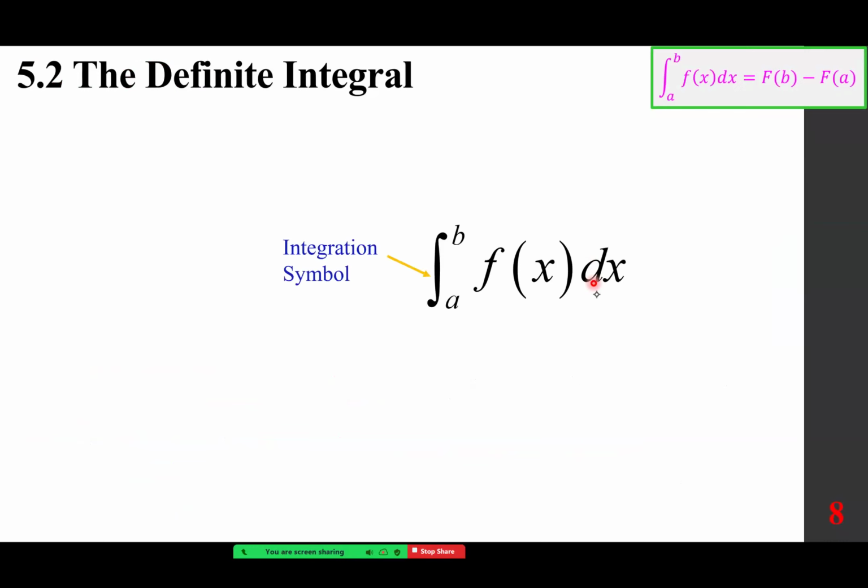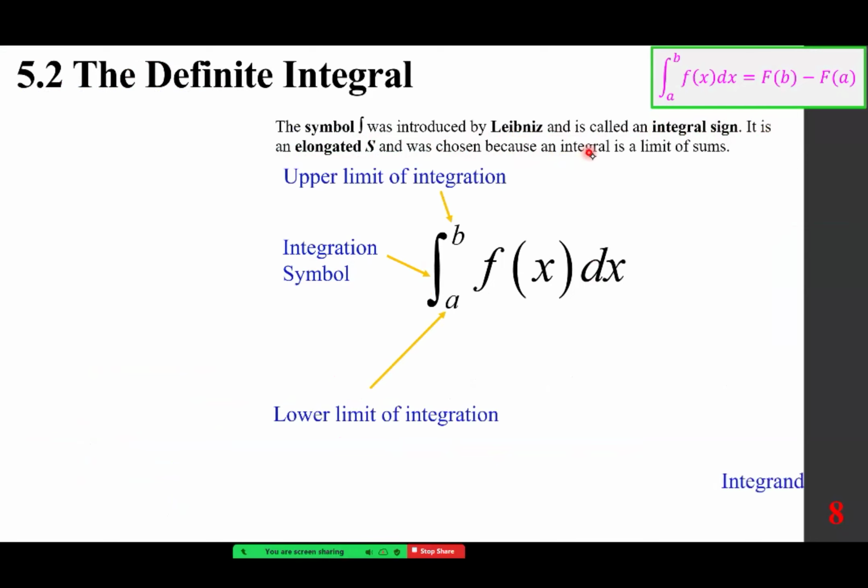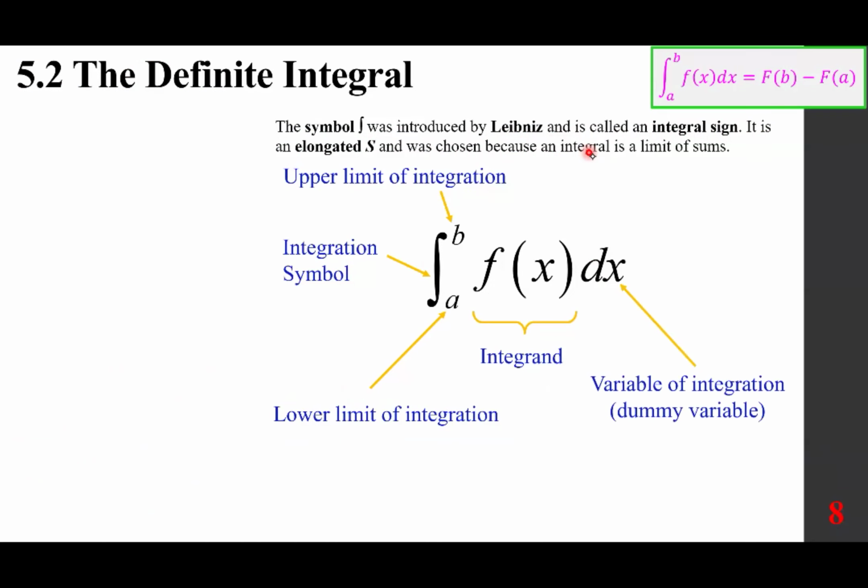This is the sign, the graph for the sign of integration, the integration symbol. The symbol was introduced by Leibniz and it's called an integral sign. It is an elongated S and was chosen because an integral is a limit of sums. Here is the lower limit of integration, the upper limit of integration, here's the integrand and the x.